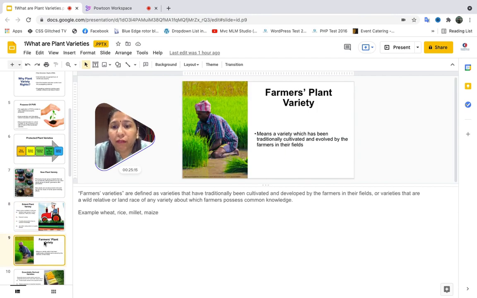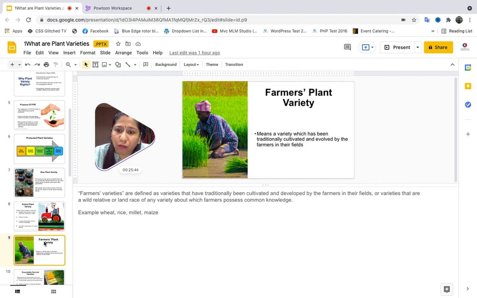Now, the next is farmers plant variety. Farmers varieties are defined as varieties that are traditionally cultivated and developed by farmers in their fields, or varieties which are wild relatives of any other variety which the farmer has common knowledge of. Let's say wheat, let's say rice, let's say millet or maize. All these varieties are cultivated by farmers in their fields. So these are farmers varieties.